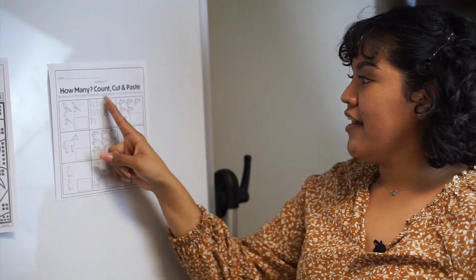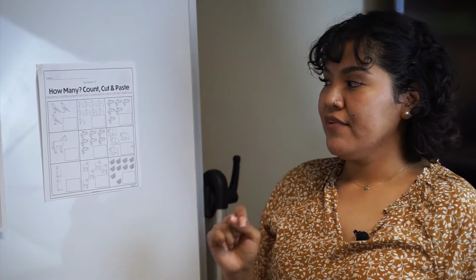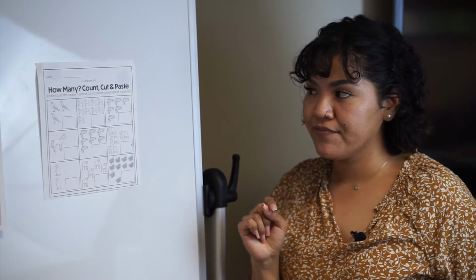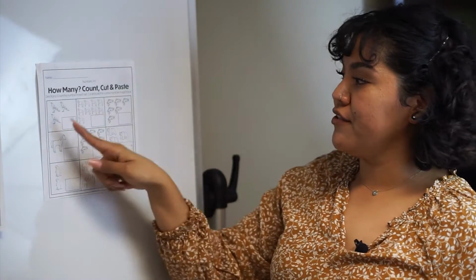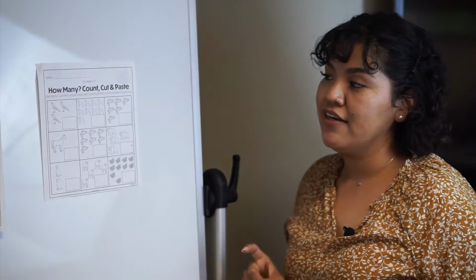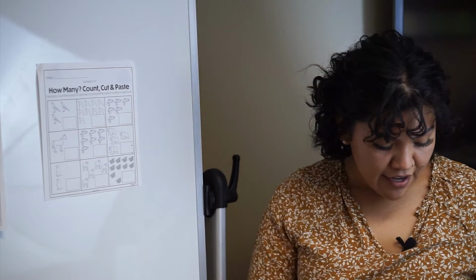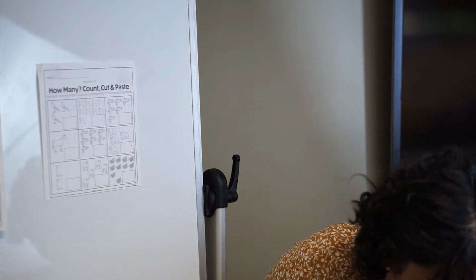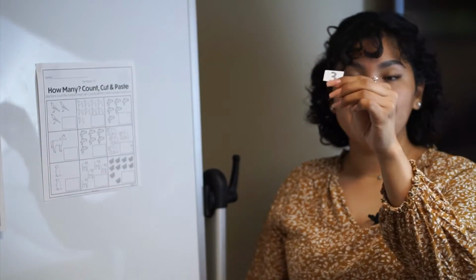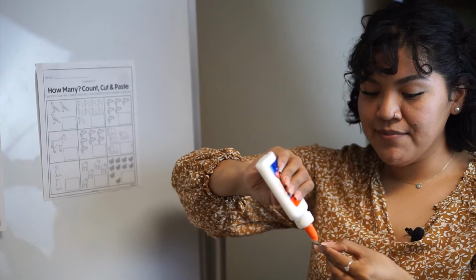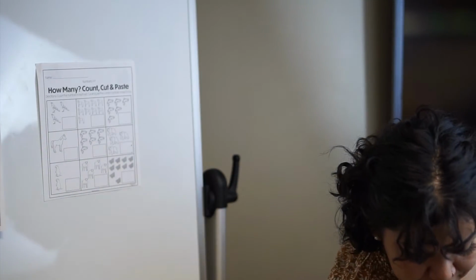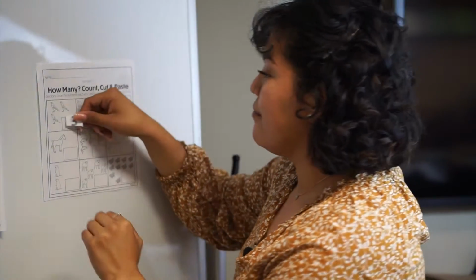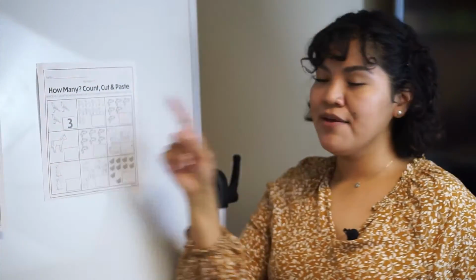The directions say, count the number in each set. Cut and paste the correct number in each box. Okay, so let's look in our first box. See how many birds there are. There's 1, 2, 3. There are 3 birds in there. So let's look at our number cards and let's find the number 3. So I have the number 3 right here. We're gonna put some glue in the back of that. And then we're gonna paste the number 3 where it has 3 birds.